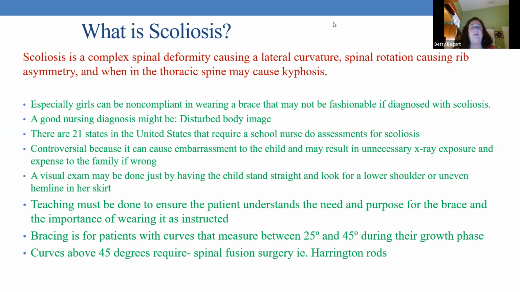Now, usually bracing is up to about 45 degrees, 40 to 45 is where they brace it. After 45, at 50%, they will be doing surgery where they take rods and they try to straighten out the back. But if they can, these children will be in a brace 23 hours a day and they'll be doing exercises to strengthen their muscles. So scoliosis is that S-type curvature. Under 45%, we're going to wear a brace and we're going to do exercises.